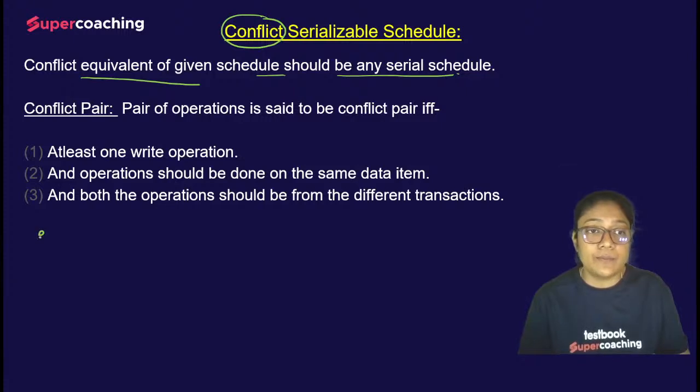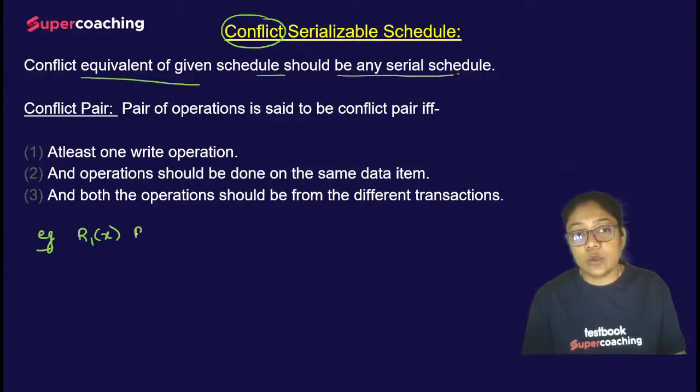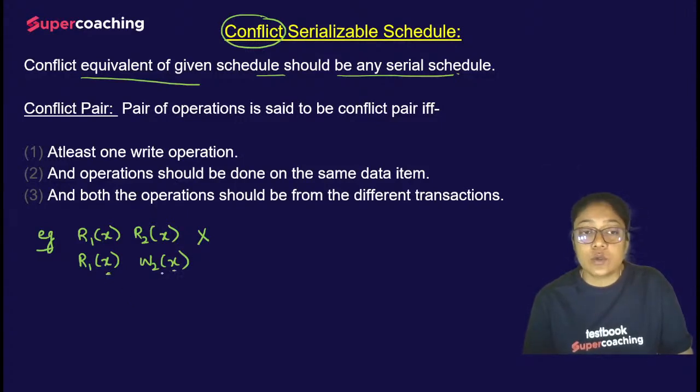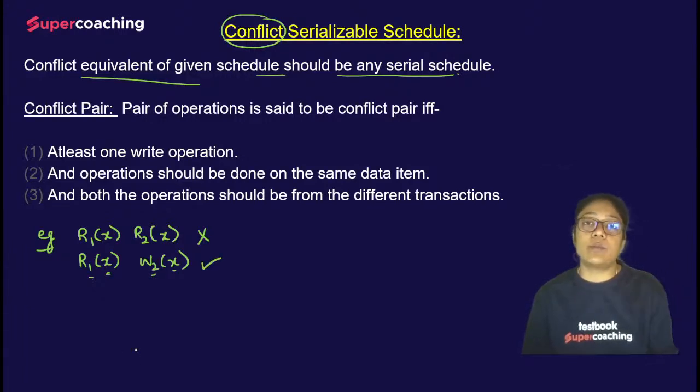For example, if I'm writing the operation like R1 of X and R2 of X, is it a conflict pair? No, this is not a conflict pair. Now consider a read operation on data item X and a write operation on data item X. If you observe here, the data item is the same, the transaction number is different, and one of the operations is a write operation. So we can say that the second one is an example of a conflict pair.